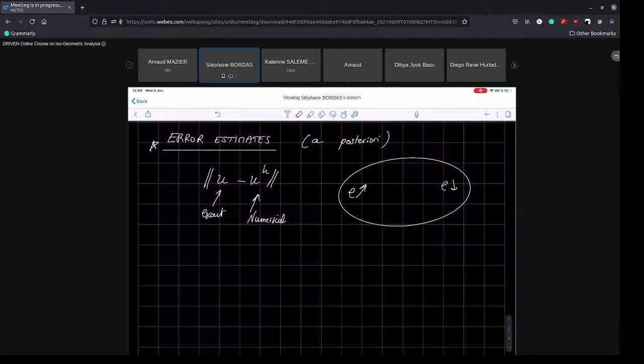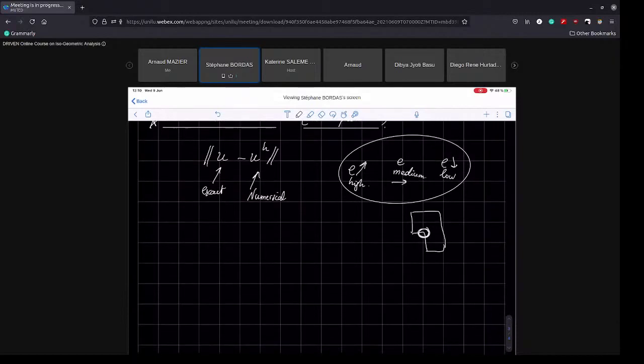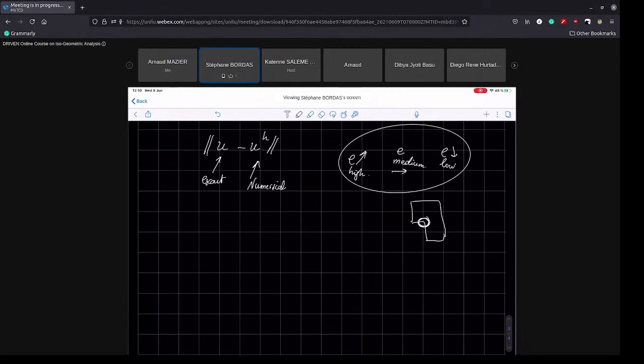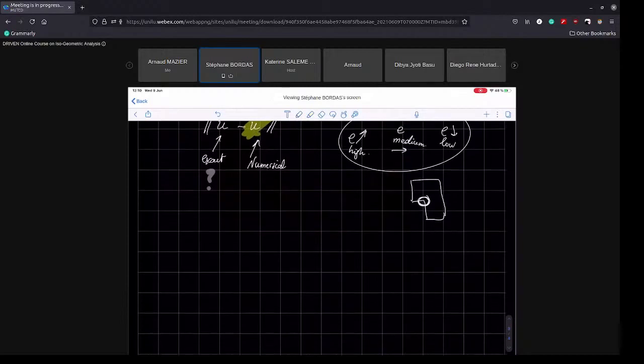Again, with things like an L-shaped domain, you will have high error here, so you would like to refine here. So that's the first thing: you have to figure out where to refine. And in order to figure that out, the question is, how do you compute the difference between U, which you don't know, and UH, which you do know because you just computed it? Well, there are two ways. The first way is called residual-based error estimates.